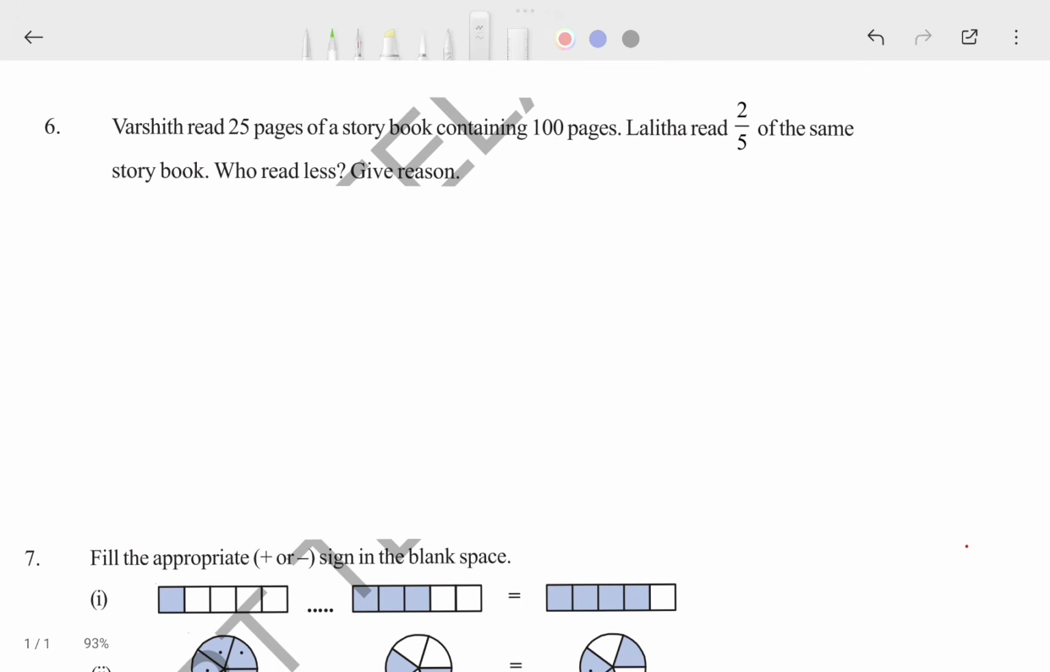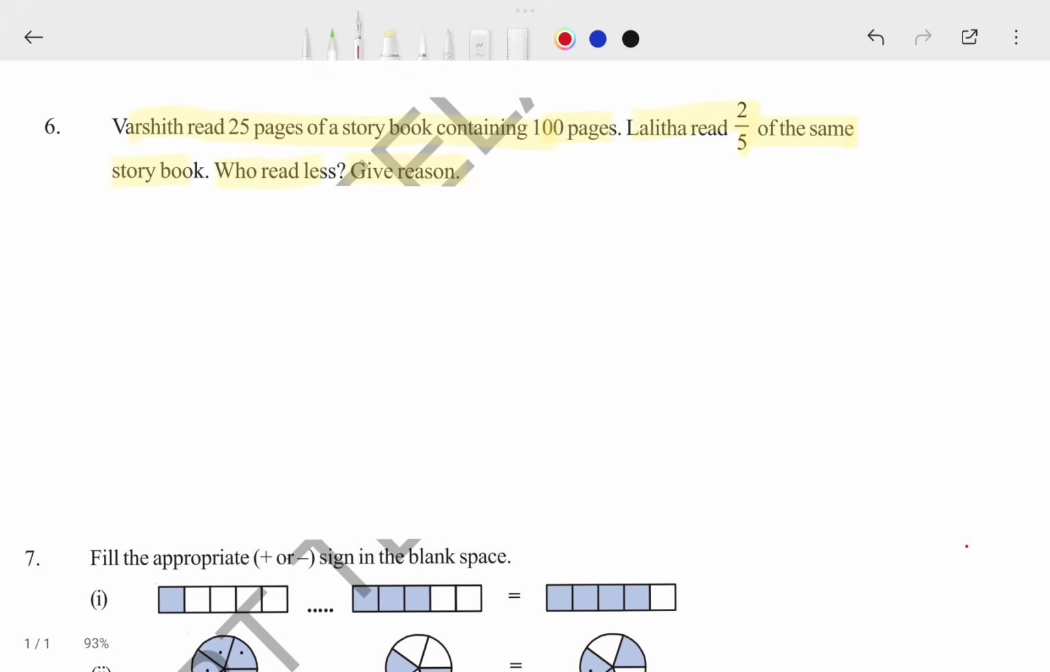Now let's talk about the 6th question. The 6th question says that Varsita read 2/5... sorry, 25 pages of a storybook containing 100 pages. Lalita read 2 by 5 of the same storybook. Who read less? Give the reason.